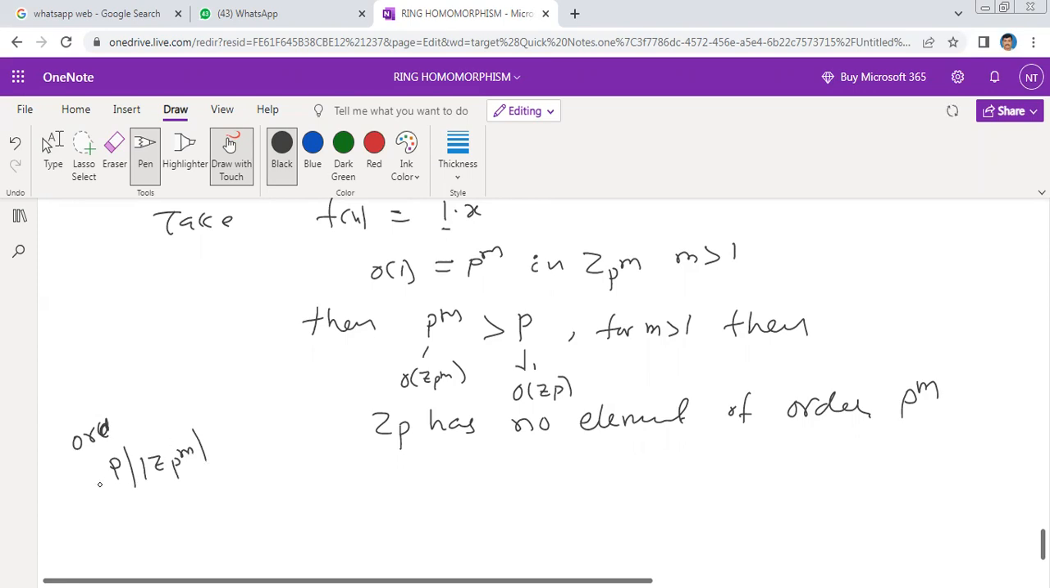Is it possible? Yes sir. p power m divides the order of Z_p. Is it possible? No sir. p power m does not divide the order of Z_p. So Z_p has no element of order p power m.